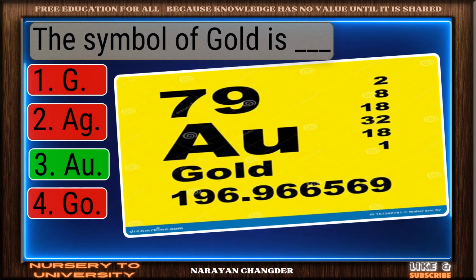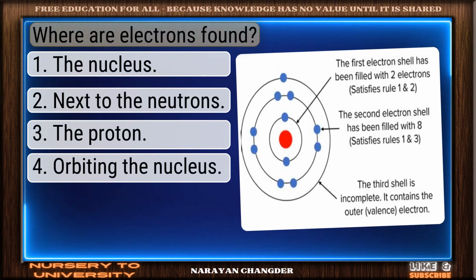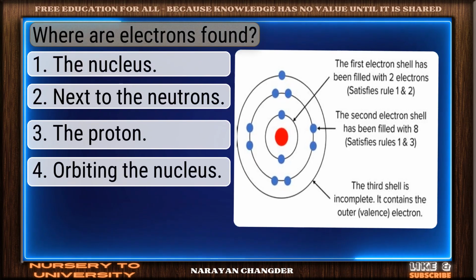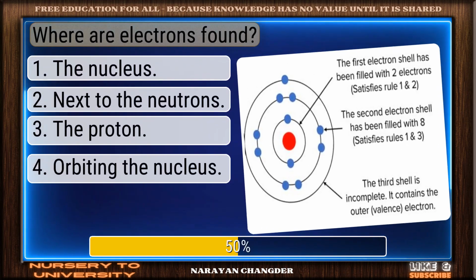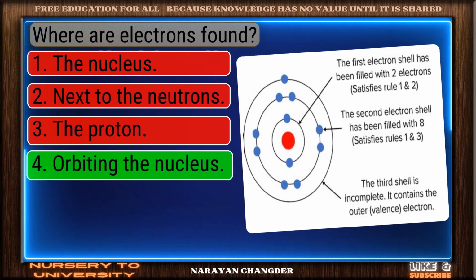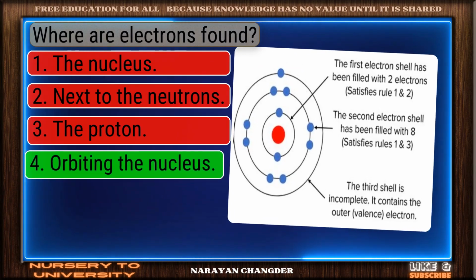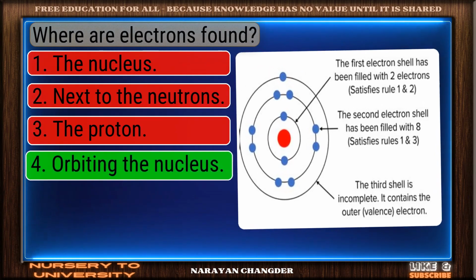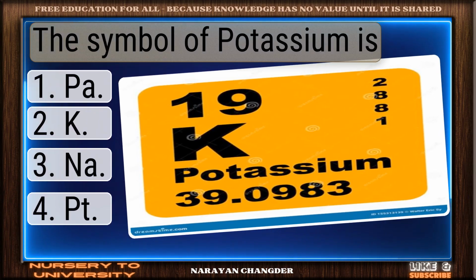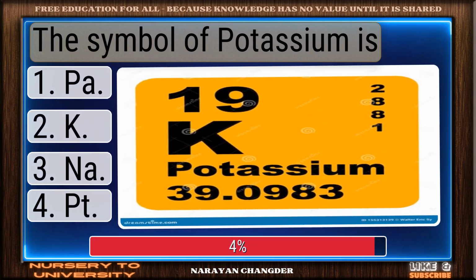Solid response. Au is a valid choice. Question number 264. Where are electrons found? Smart move. Orbiting the nucleus is an accurate answer. Question number 265. The symbol of potassium is.